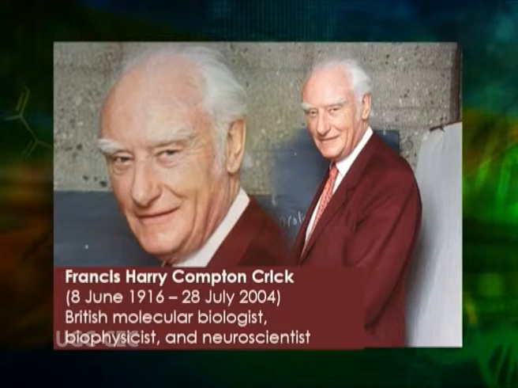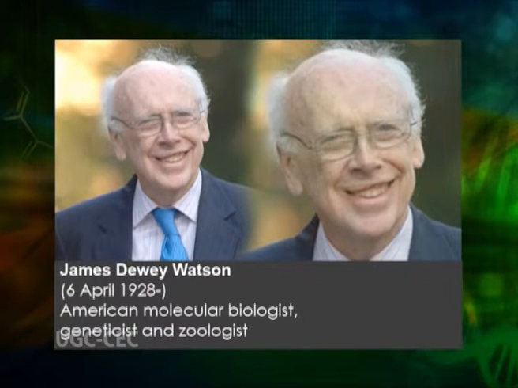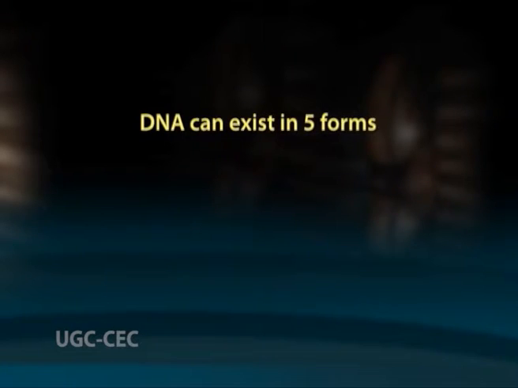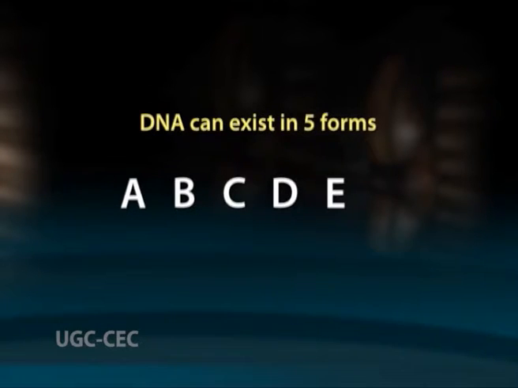The pedigree of molecular biology was established in 1953 when Francis Crick and James Watson proposed a double helical model for the structure of the DNA molecule, that is deoxyribonucleic acid. DNA can exist in 6 forms: A, B, C, D, E and Z. Sugar puckering is the most important feature for distinguishing the DNA forms.